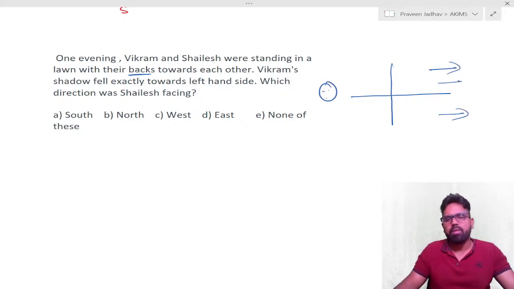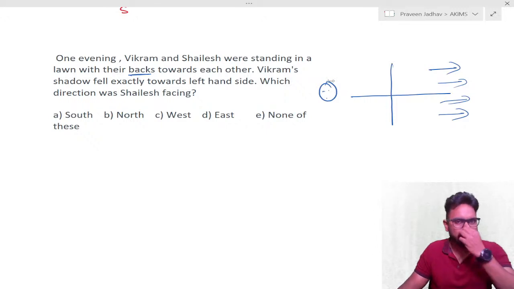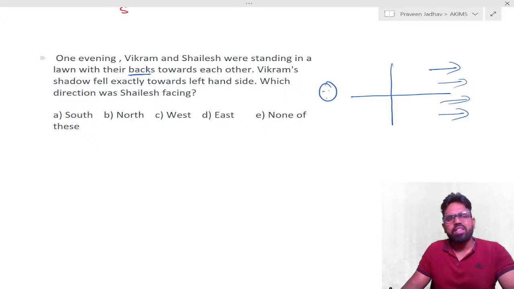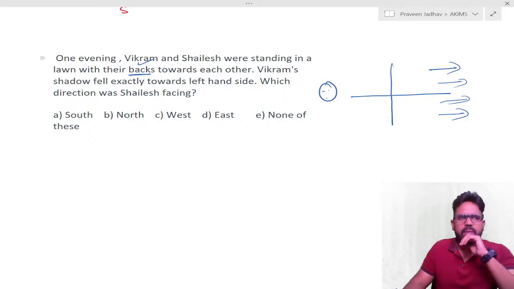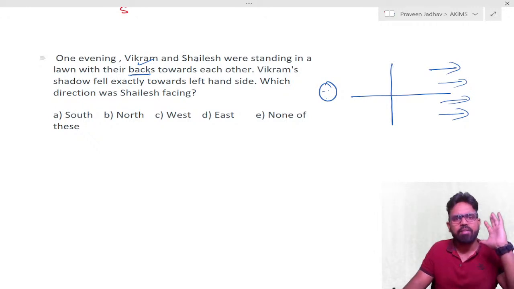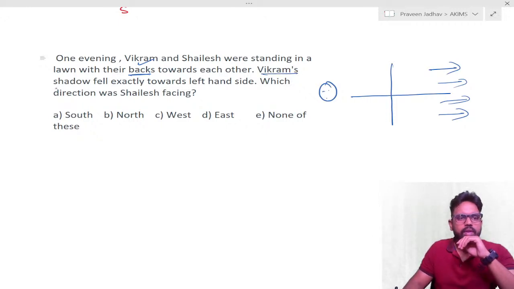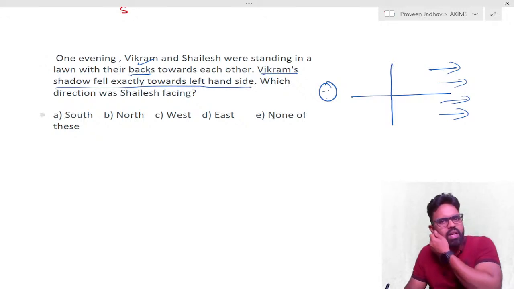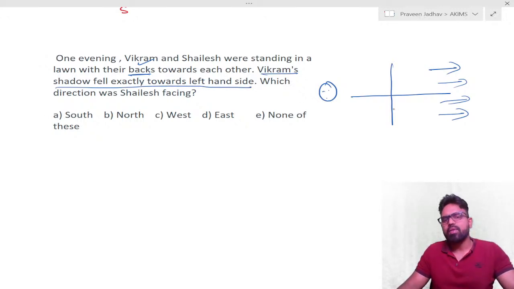Okay, the shadow will be towards the east and the sun will be in the west. Okay, now they are facing back to back. I do not care if they are facing back to back. Whatever answer I get, after that I'll tell you what to do. Now focus on this part only. Vikram's shadow fell exactly towards the left hand side.